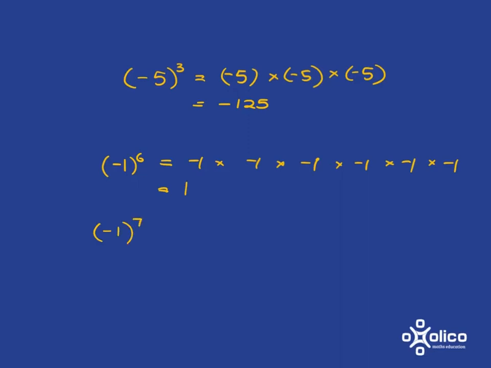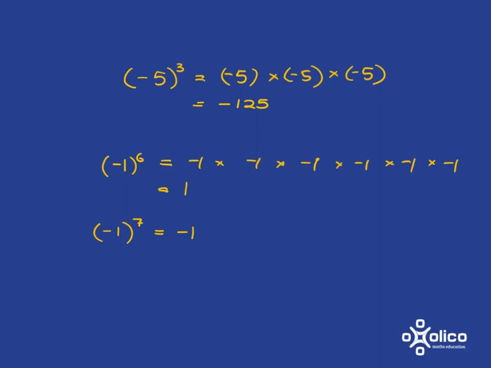Can you tell me what you think is going to happen with negative 1 to the power of 7? Pause the video and think about the answer for yourself. Did you get that this would just be negative 1? Because what you're going to have is the same situation as here, with just 1 more multiplied by negative 1. The pairs are all going to end up as positive 1, and then you're going to multiply by a negative 1, which gives you negative 1.